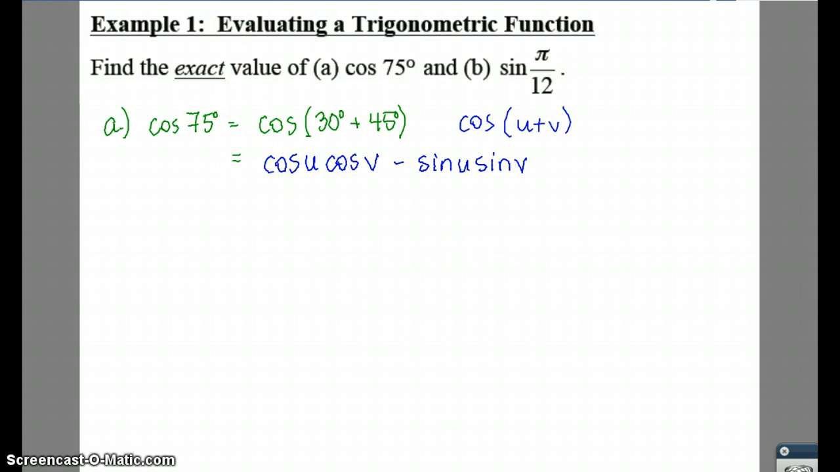When we evaluate this, if we let 30 be u and 45 be v, we're going to write this as the cosine of 30 degrees times the cosine of 45 degrees minus the sine of 30 degrees times the sine of 45 degrees.